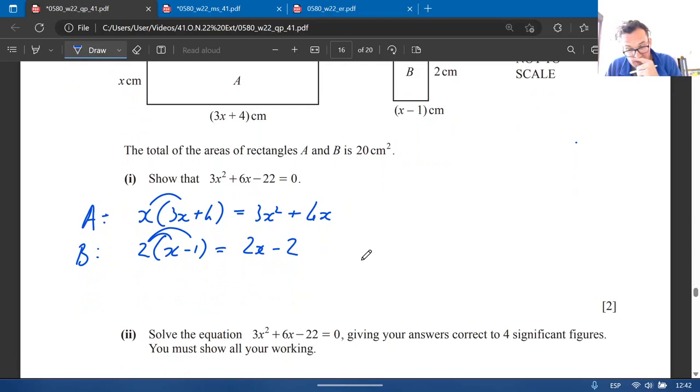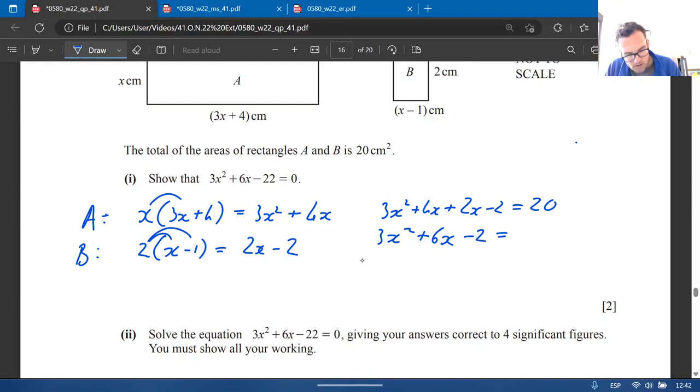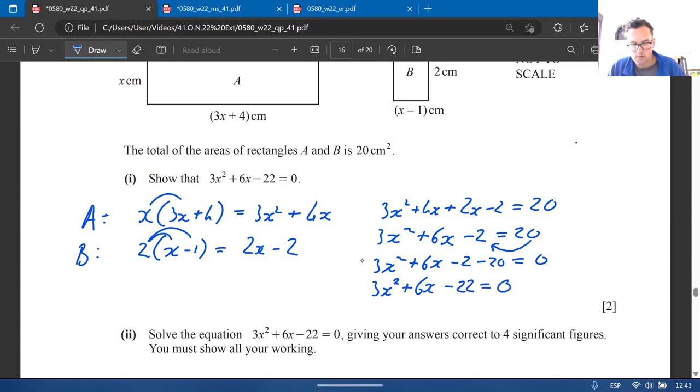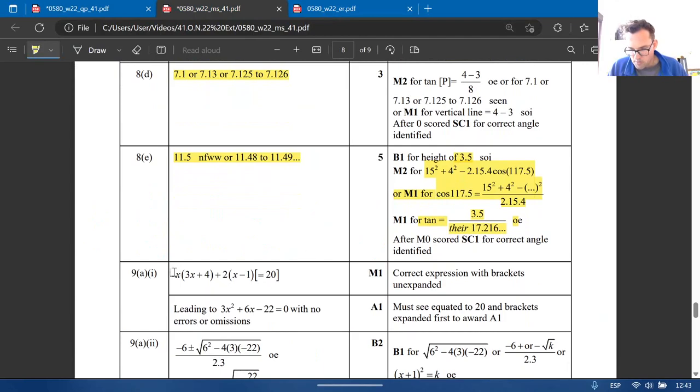Then it says the total is 20, so if we add it together, you get 3x squared plus 4x plus the other one, 2x minus 2, equals 20. Add it together: 3x squared, 4x plus 2x is 6x, minus 2 equals 20. Let's bring the 20 over. So 3x squared plus 6x minus 2 minus 20 equals 0. That will be minus 22 equals 0. Okay, so that's what they want to see. I just did it separately, expanded the brackets. That will give us the marks.